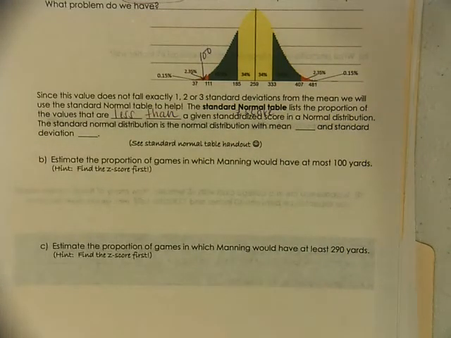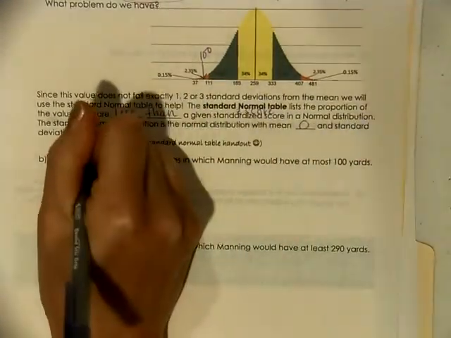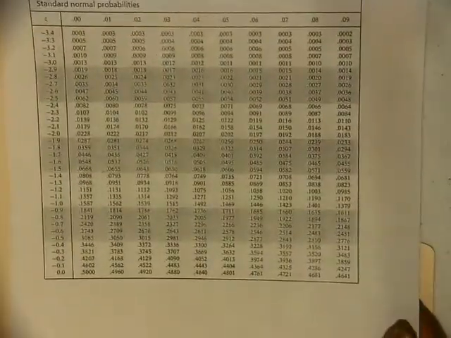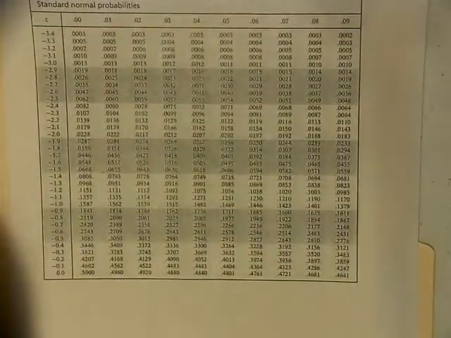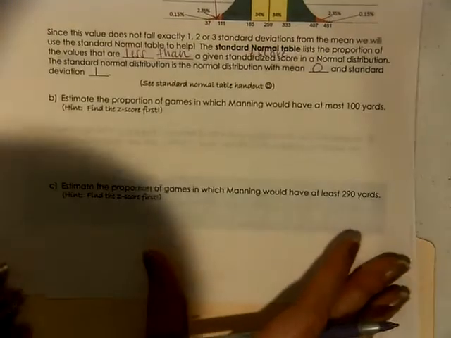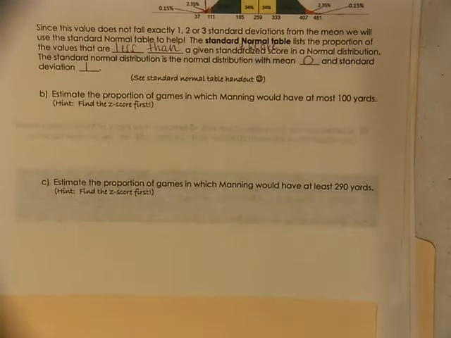The standard normal distribution is the normal distribution with a mean of 0 and a standard deviation of 1. So today, you guys, we are going to use this table right here to help us with solving these problems. So it says, estimate the proportion, so back to the original question, where we're estimating the proportion of games where Manning would have at most 100 yards.